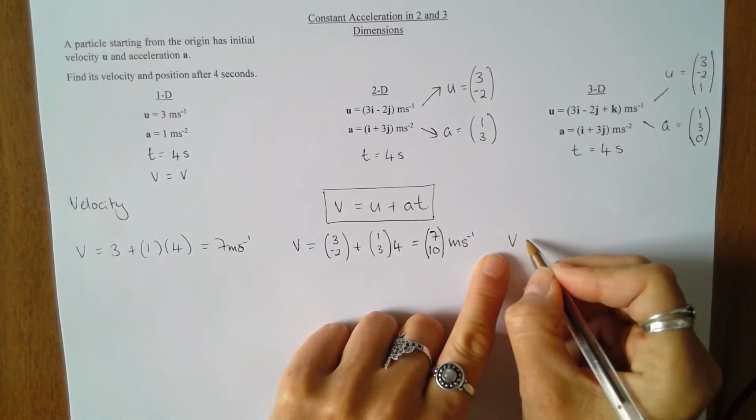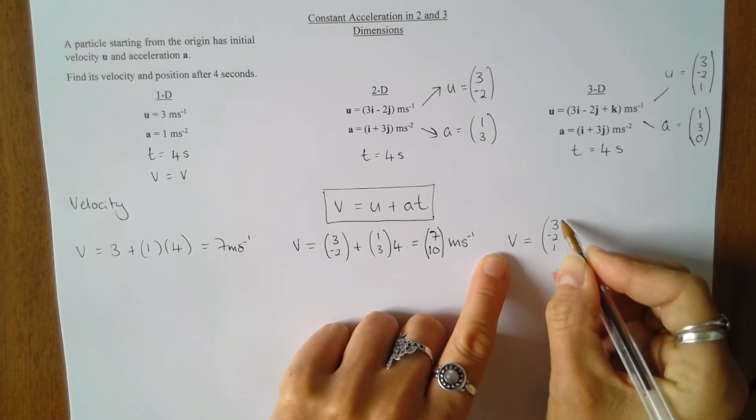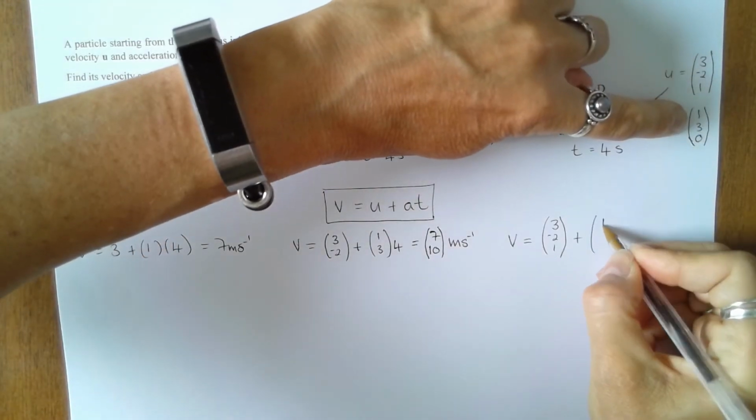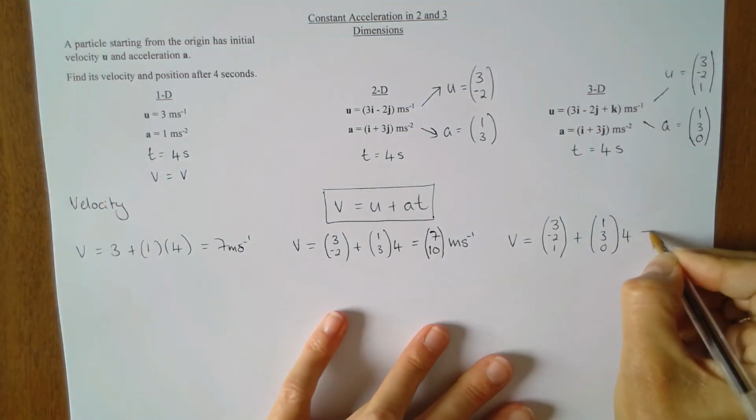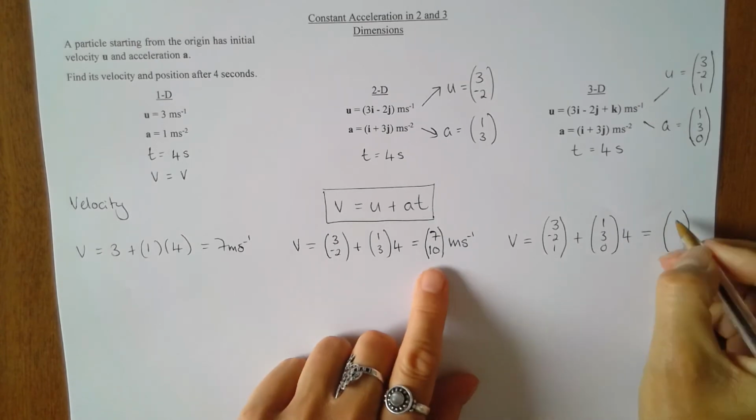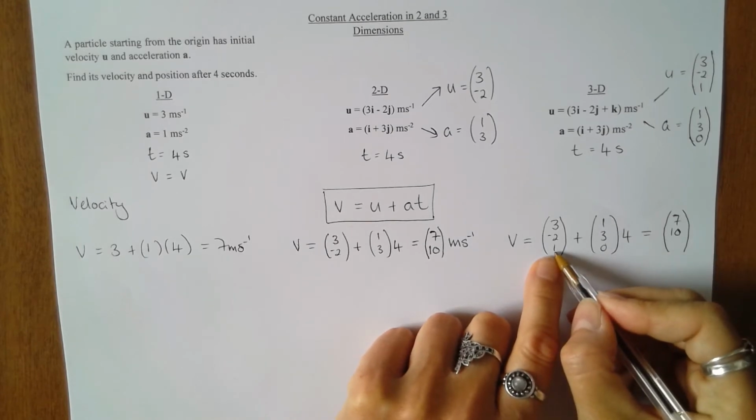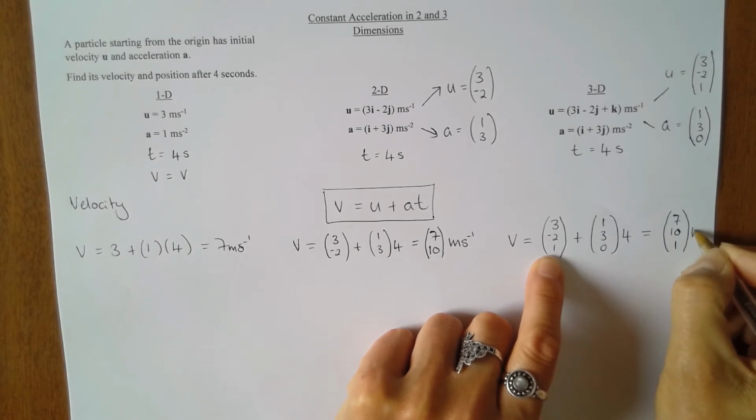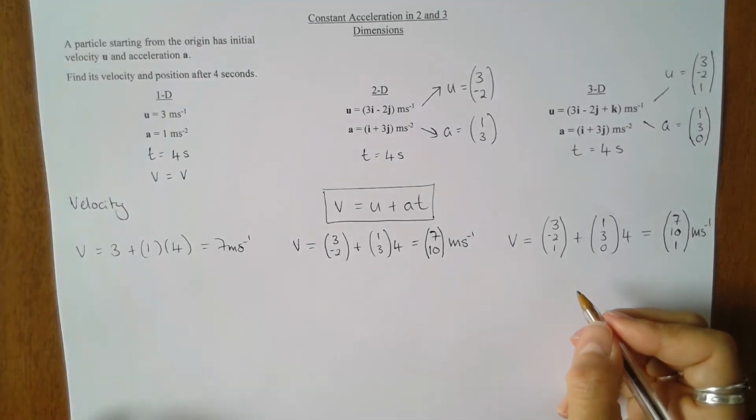In 3 dimensions, 3, negative 2 and 1 for u, plus a t. And I've just used the same values for the first 2 dimensions, so there'll be 7 and 10 again. The third dimension I've added 1 plus 0 multiplied by 4, which is 0, so that's just 1 meter per second. The next part is to find the position.